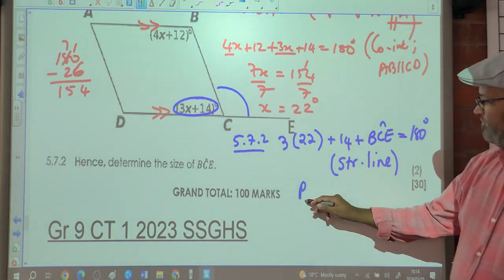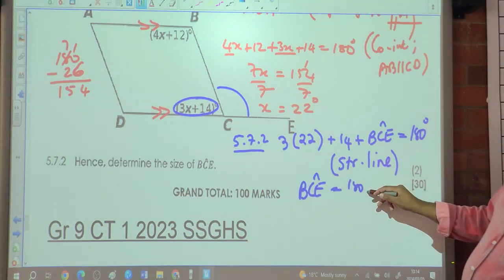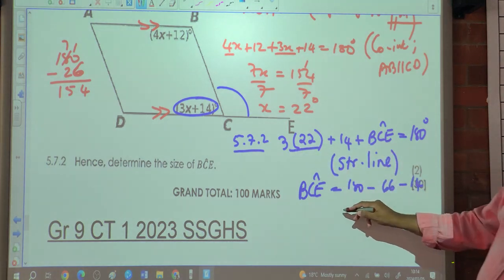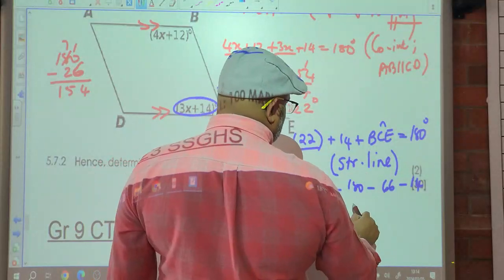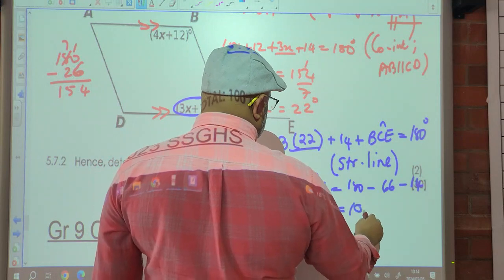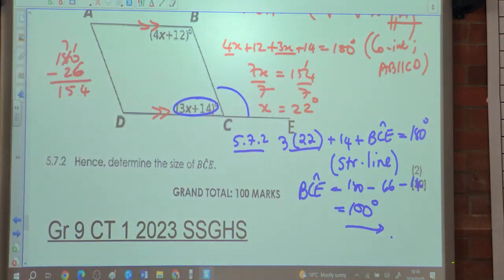Okay. So BCE is equal to 180 minus 66 minus 14. So 14 plus 66 is 80, not so? So 180 minus 80 is 100. Okay, any confusion there? There's a couple of nice geometry questions.